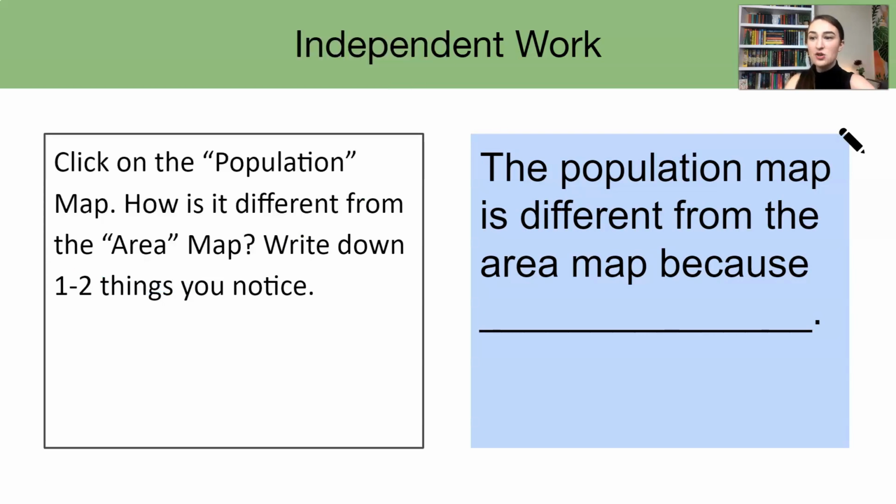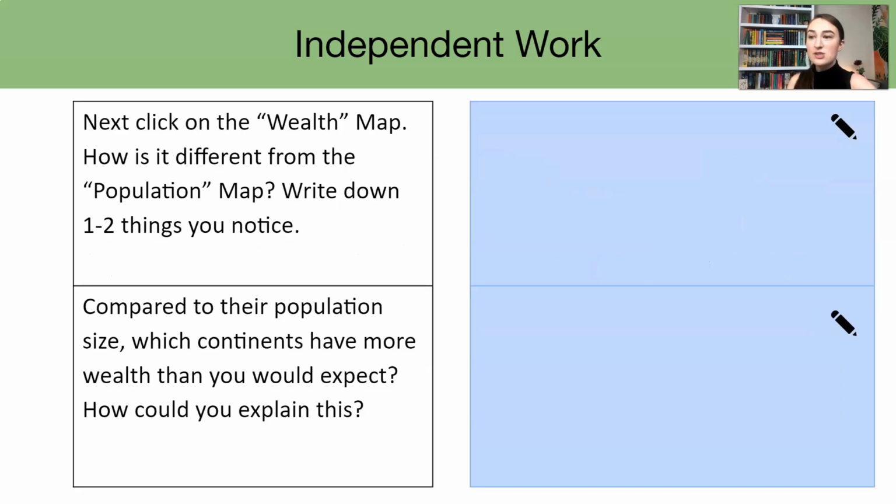Okay, hopefully your area versus population section is done. Next, we have wealth versus population. So you're switching between the wealth and the population tabs. Next, click on the wealth map. How is it different from the population map? Write down 1 to 2 things you notice.